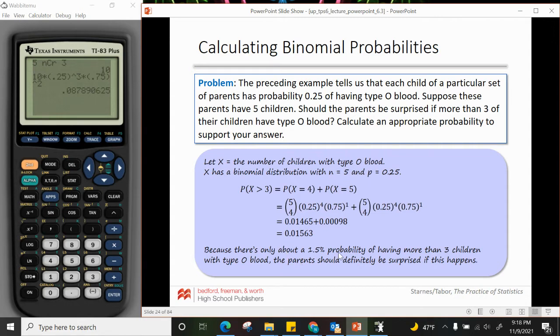So because there's only about a 1.5% probability of having more than 3 children with type O blood, the parents would definitely be surprised if this happens, because the probability of it happening just at random is, like it says, only 1.5%. So if it did happen, it would be pretty surprising.